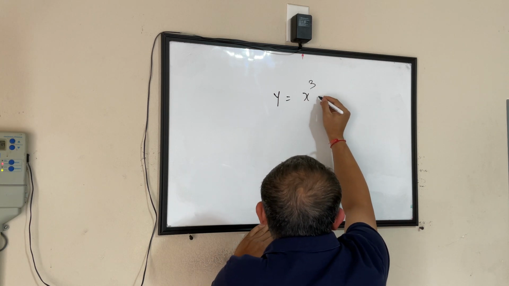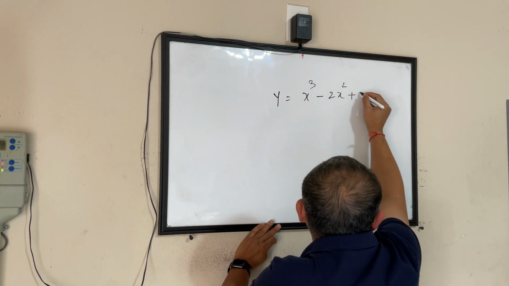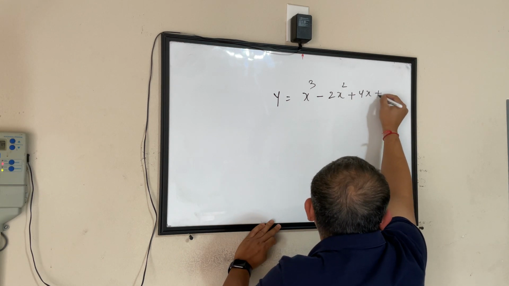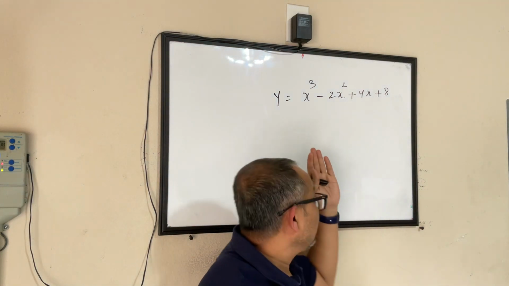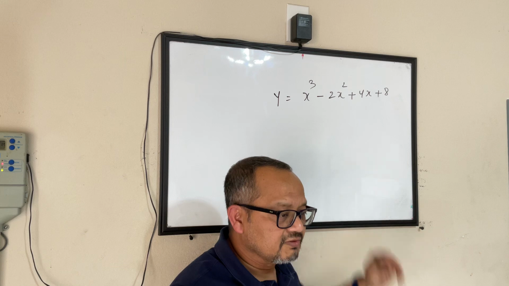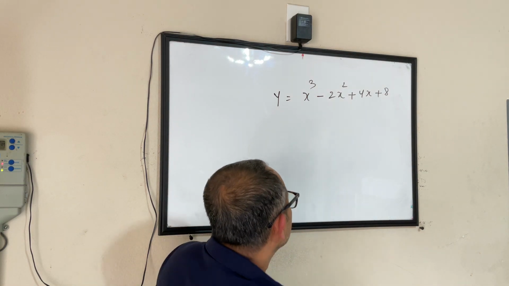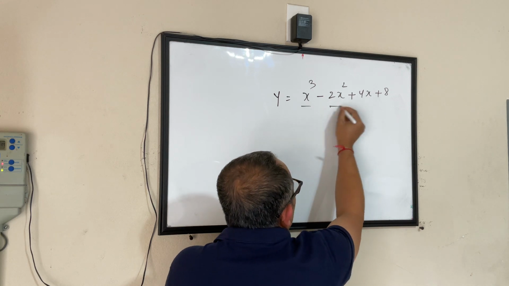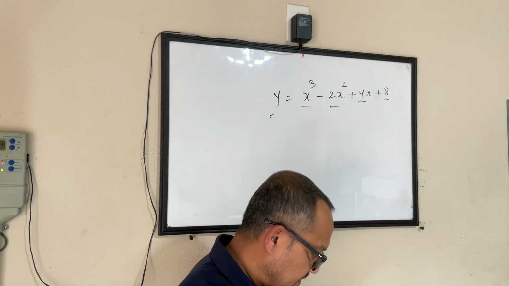So let's take one example of a non-linear polynomial. Let's pick up something simpler to begin with: x squared minus 2x squared plus 4x plus 8. We know that this is a non-linear equation for sure because the power is more than 1. And this is a polynomial also because they have more than one term. 1, 2, 3, 4, 5 terms are there. So this is a non-linear polynomial.